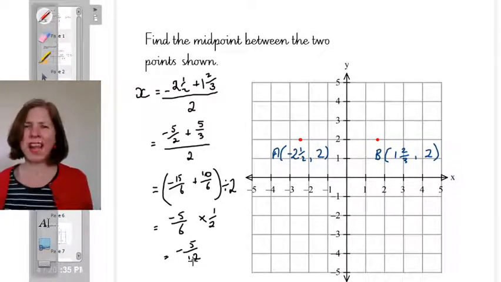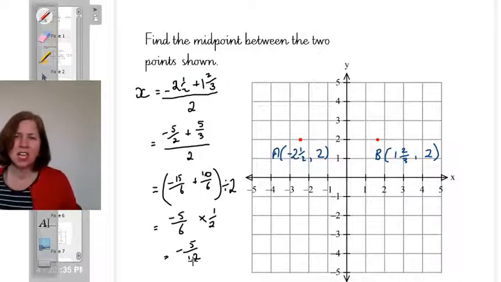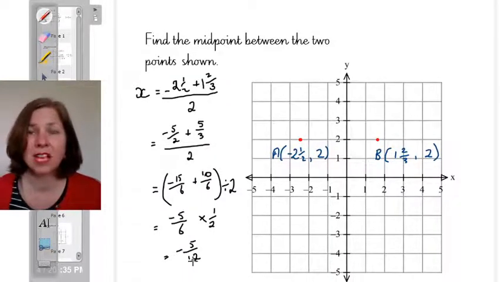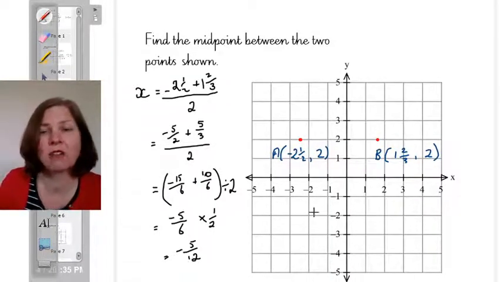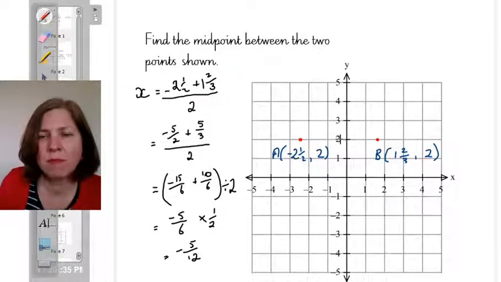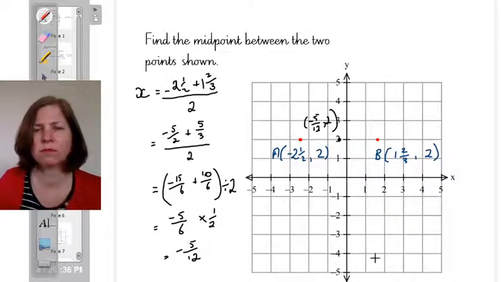Now there's no way I could have worked that out just by looking at the grid. Okay, I needed to do the maths in order to calculate it. But here is my midpoint, 5 over 12, that's just a bit less than a half. And still with a y value of 2.